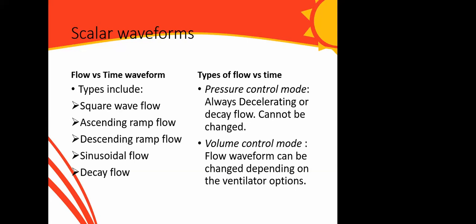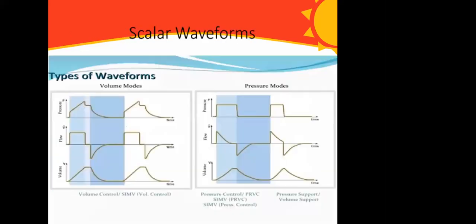For volume control modes, the flow waveform can change depending on the ventilator options you have. But for pressure control, it is set at decelerating because you want to avoid barotrauma. You don't want to give constant high pressure at a constant rate to the patient. Do you understand that? Now, these are the types that I mentioned before. For the pressure, it's always decelerating. It accelerates to this point and begins to go down. It's always decelerating.